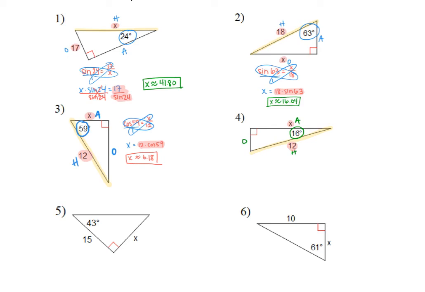So this is going to be cosine 16 equals adjacent over hypotenuse, so x over 12. Cross multiply. So x equals 12 times cosine of 16. Since we have x by itself already, this is what we're going to put in our calculator: 12 times cosine of 16. When you put that in your calculator, you should get x is about 11.54.